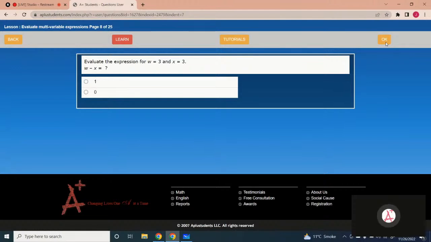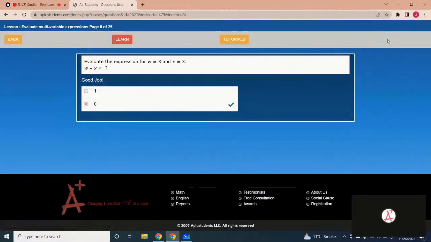Okay, evaluate the expression for w equals 3 and x equals 3. So the expression is w subtract x. Got it? So just replace the variables with the values. So it would be 3 minus 3. So 3 minus 3 is 0. Got it? Just select the correct option and click on the OK button.